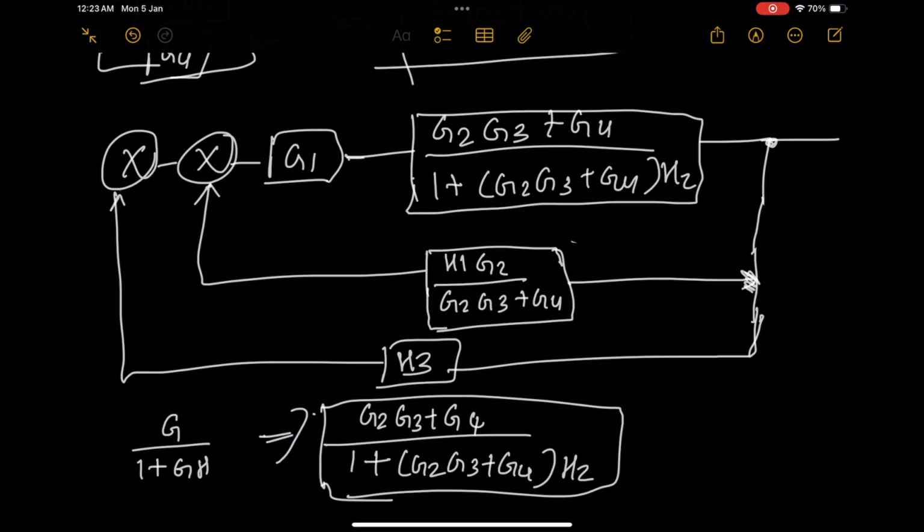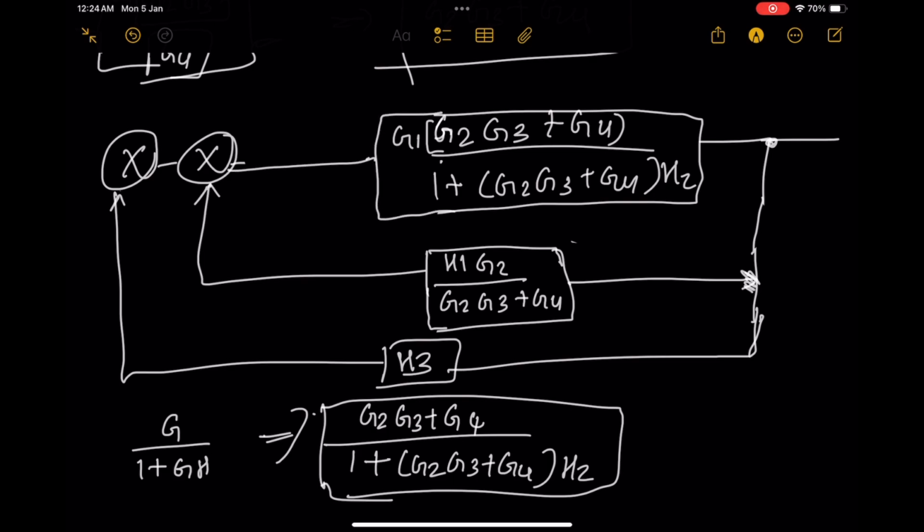Now we'll move on to the next loop, that is the H1G2 loop. First of all, we are going to look into this. We see that this block and this block are in series. So what do we do with series blocks? We usually multiply them. So I'm going to multiply G1 with this block, so it will be G1 into the value in the particular block. I'm going to replace the whole thing as G1 into the whole thing.